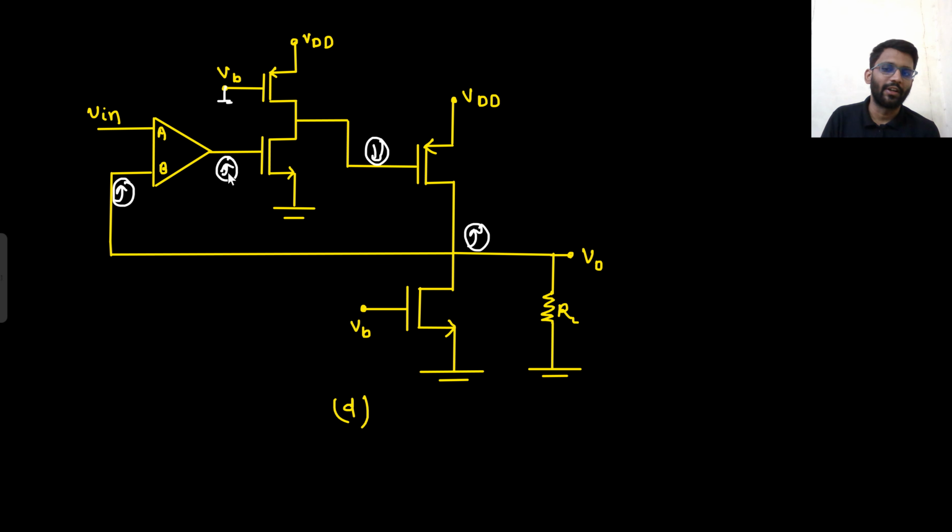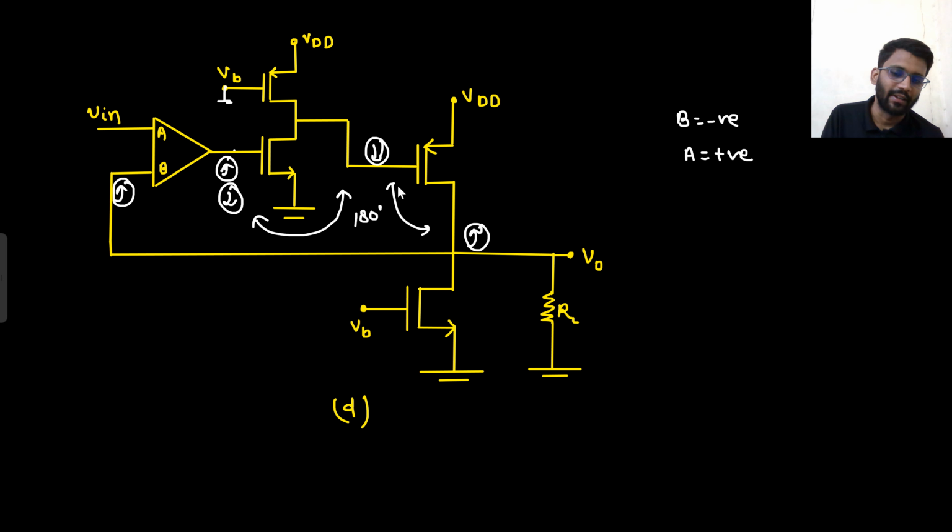If this node decreases, this is a common source amplifier, so this node will decrease. So if this node is decreasing, that means this node will increase. Now finally, what do you want? You want it to decrease only. So you would put your B to be negative and A to be positive. Because what is happening? You started from here to here. From here to here, you had 180-degree phase shift. Again from here to here, you had 180-degree phase shift.